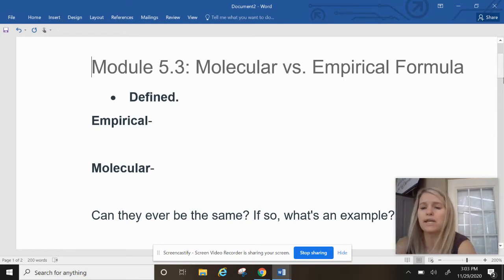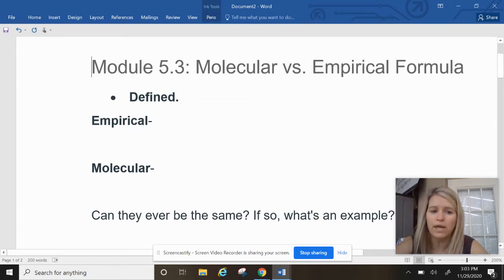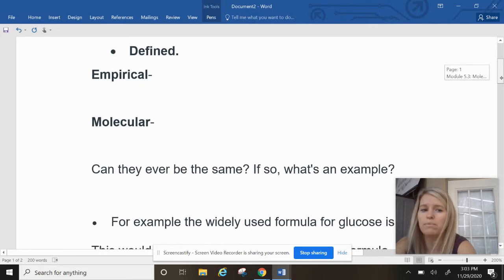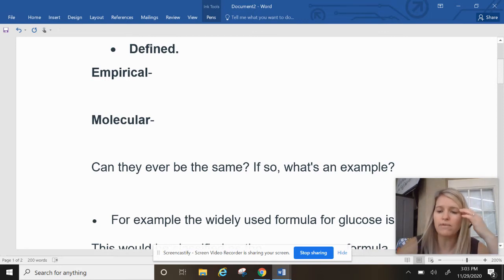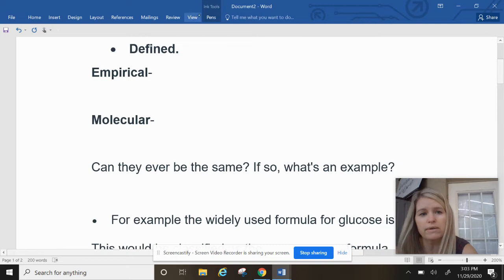All right, so the next question says, can they ever be the same? Can the empirical and the molecular ever be the same? If the molecular tells us how many would be there, and the empirical is when we reduce it down, can you think of any instance where they'd be the same? One that is really common, because you should know it off the top of your head, is water. Water is H2O, and when we reduce it, it would just also be H2O. So the answer is yes, and a good example is H2O.